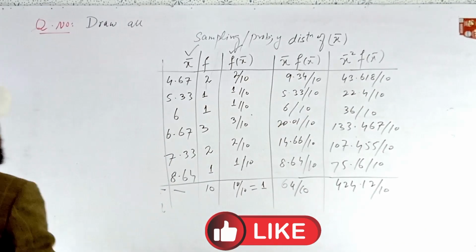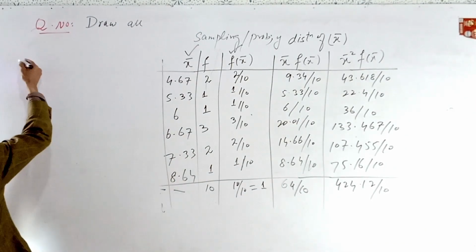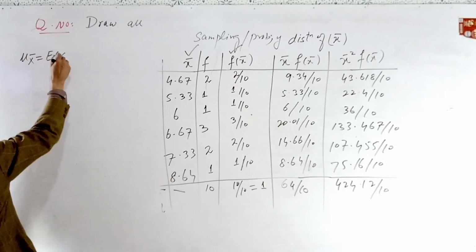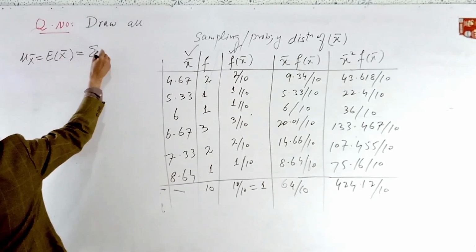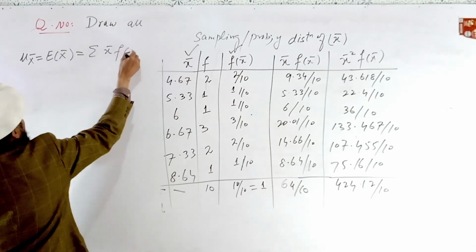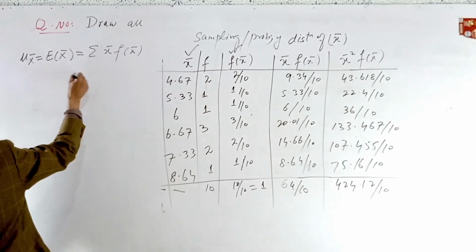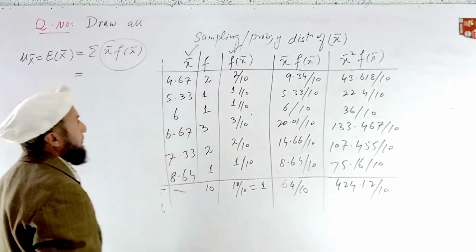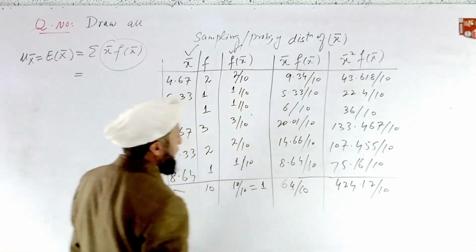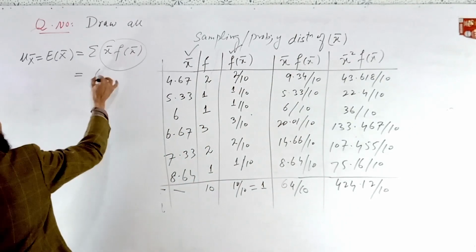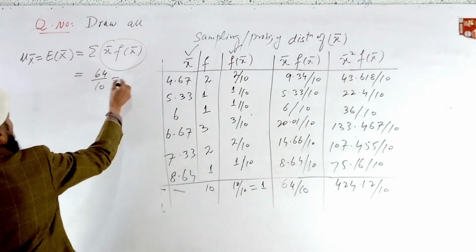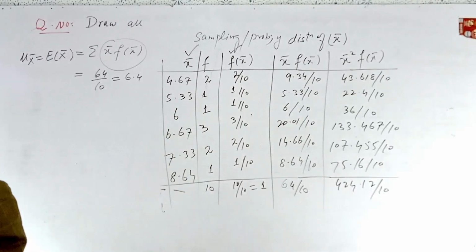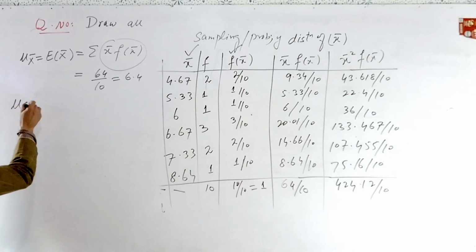The result is, first we prove that mu x bar, also called the expected value of x bar, is equal to the sum of x bar f of x bar. Now we have already done this column x bar f of x bar, and we get the result 64 divided by 10, so the result is 6.4. Now we want to check this result with the result of the mean.